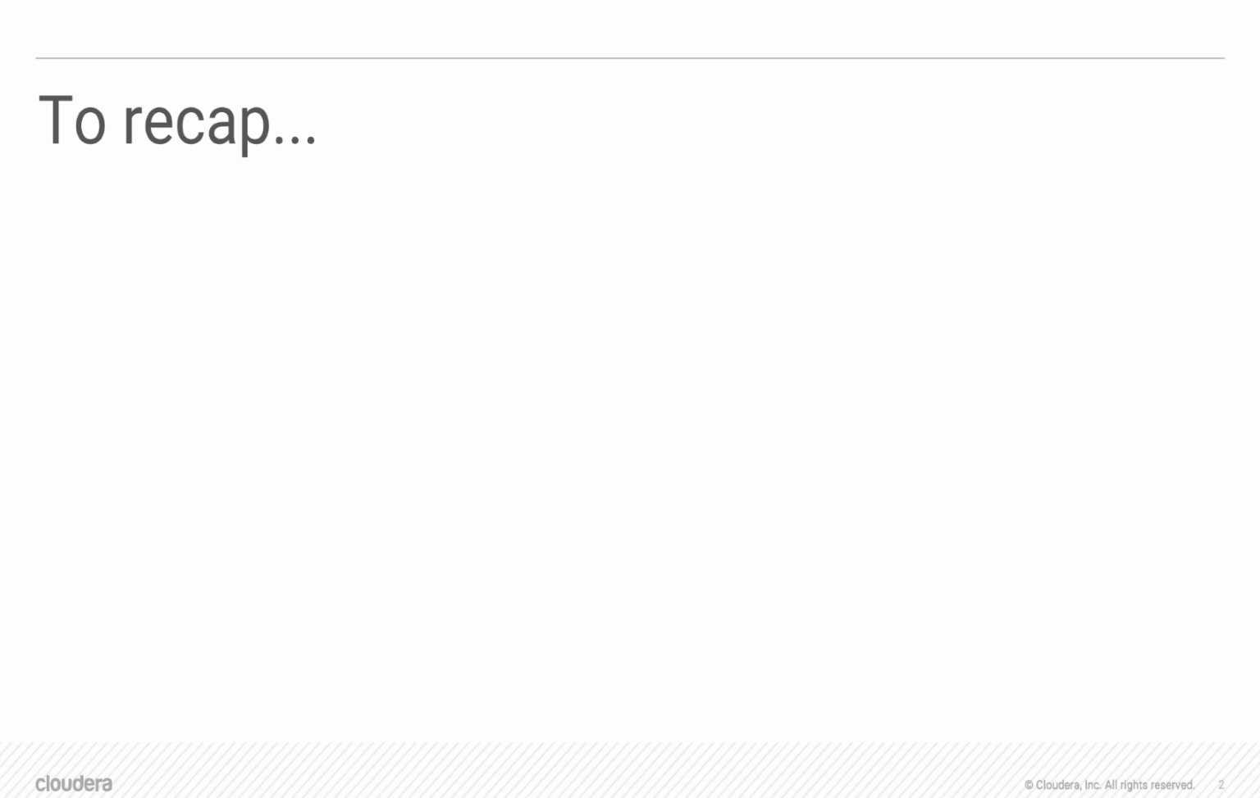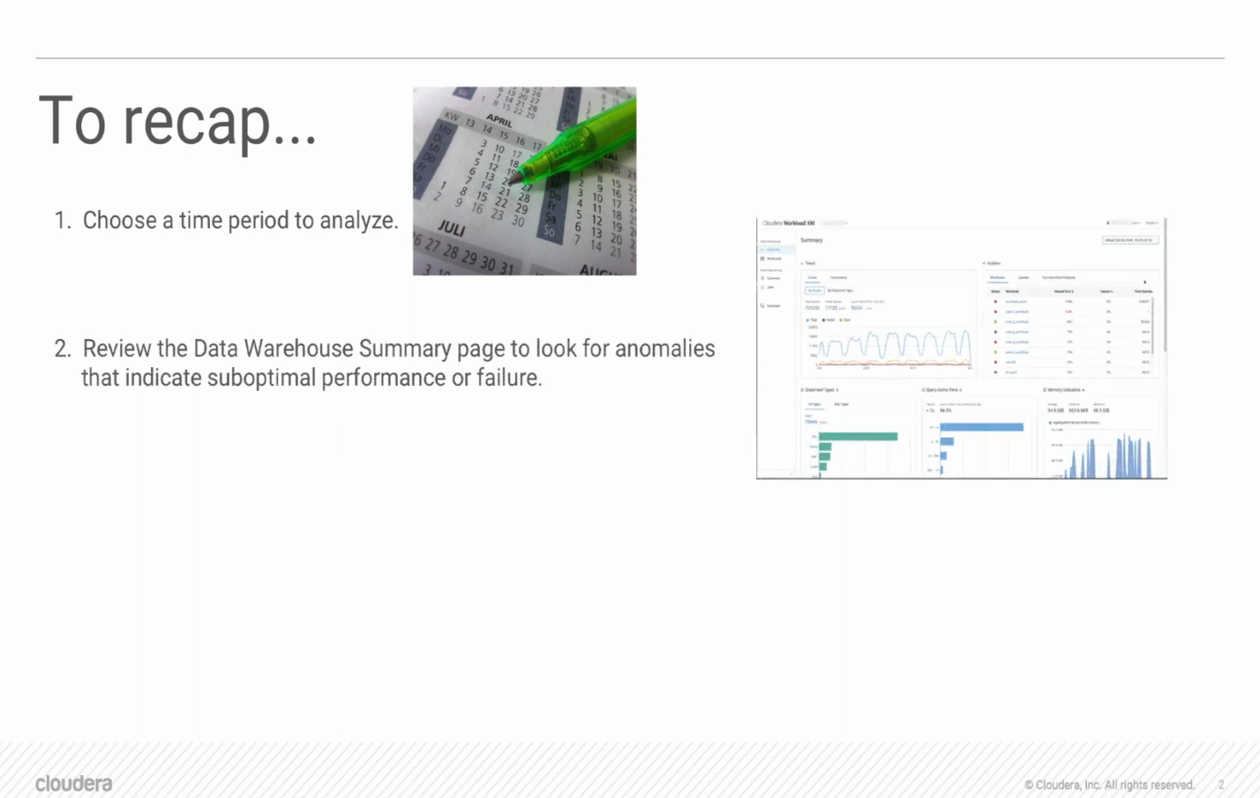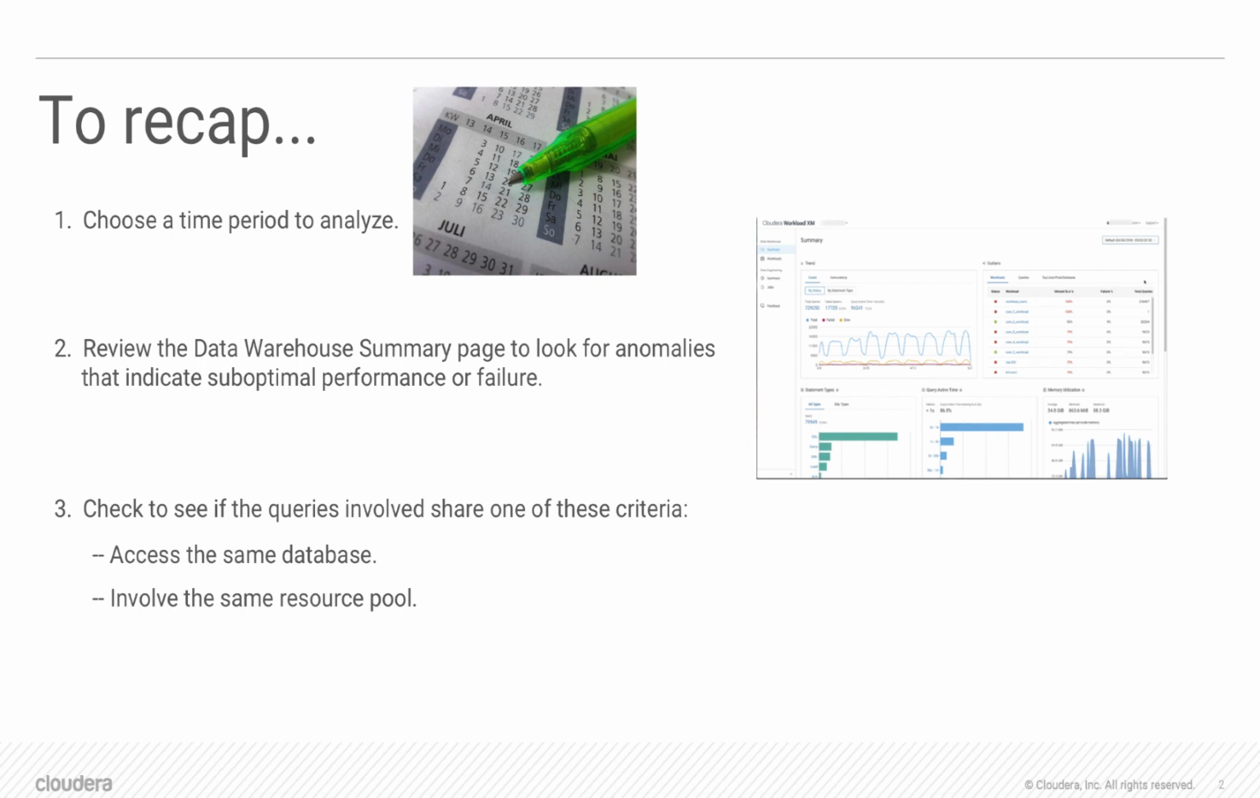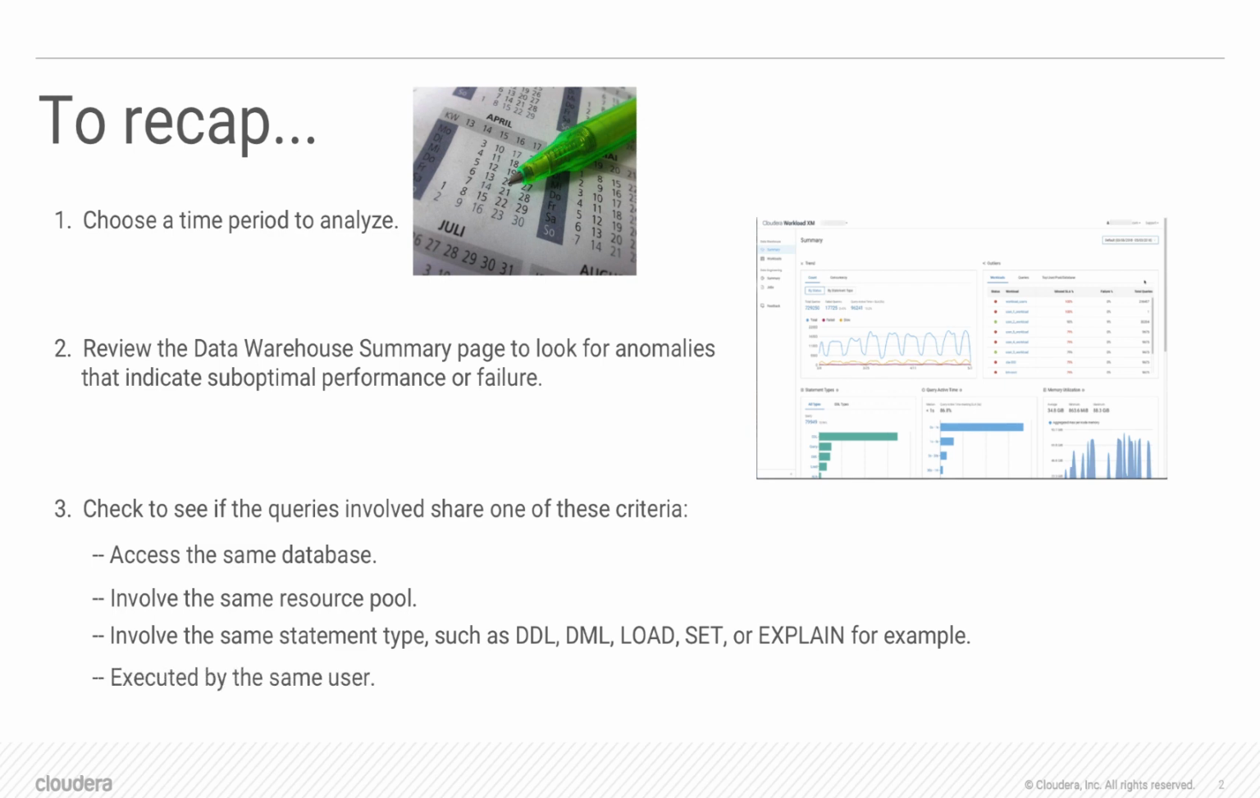To recap, a good way to approach workload analysis with the new Workload View feature is to, number one, choose a time period to analyze in Workload XM. Number two, review the summary page under Data Warehouse and look for anomalies that indicate suboptimal performance or failure. Then, number three, look to see if the queries involved share one of the following criteria: access the same database, involve the same resource pool, involve the same statement types, are executed by the same user, or started executing at the same time.